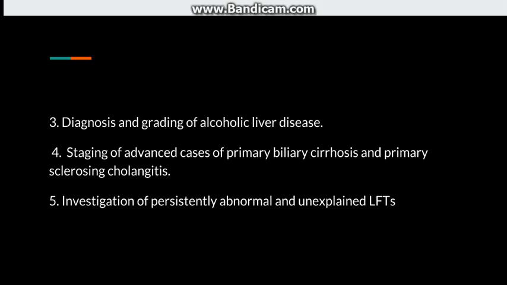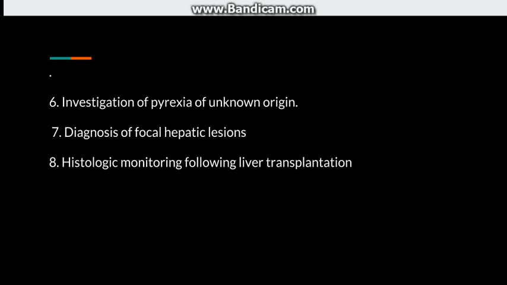The liver biopsy can be used in some cases of alcoholic liver disease for the diagnosis and grading. It can also be used for the staging of the advanced cases of primary biliary cirrhosis and primary sclerosing cholangitis. Also, if the patient presents with persistently abnormal and unexplained liver function tests, and the cause is not identified, then also liver biopsy can be done. Other indications are like investigation of a pyrexia of unknown origin.